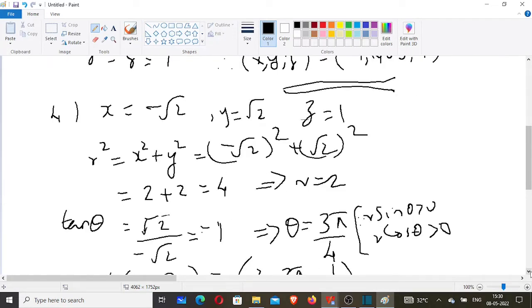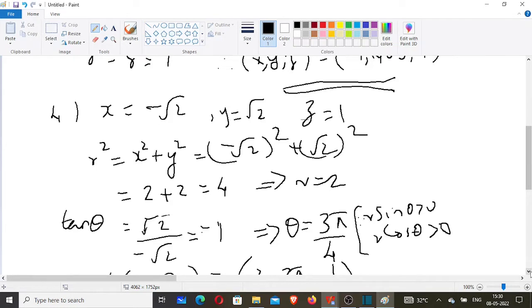Now in the second problem, the point in rectangular coordinates is (minus root 2, root 2, 1), that is x equal to minus root 2, y equal to root 2, z equal to 1. So r square equal to x square plus y square, which is minus root 2 all square plus root 2 all square, equal to 2 plus 2 equal to 4. Therefore r equal to 2. Tan theta is equal to root 2 by minus root 2 equal to minus 1. Therefore theta equal to 3 pi by 4.